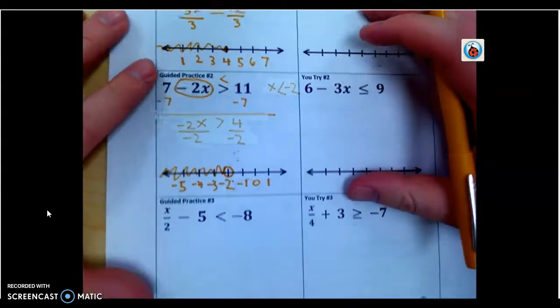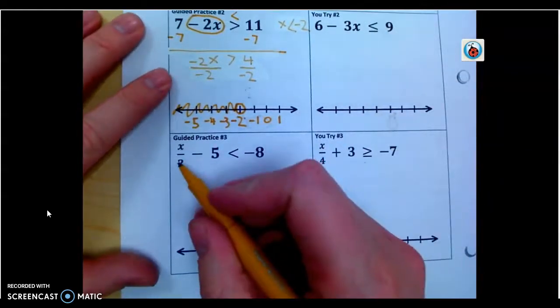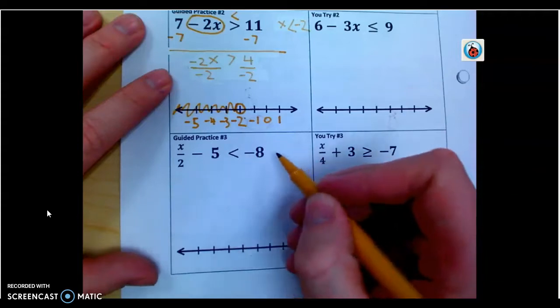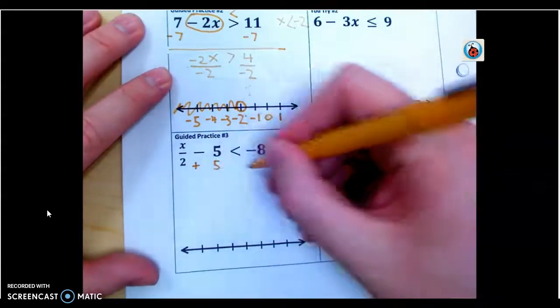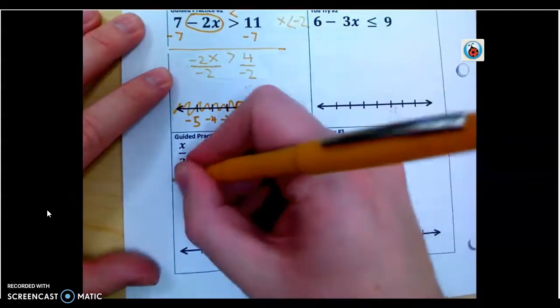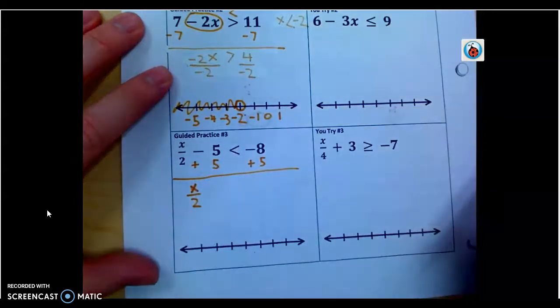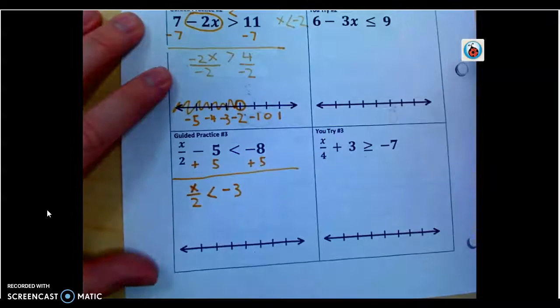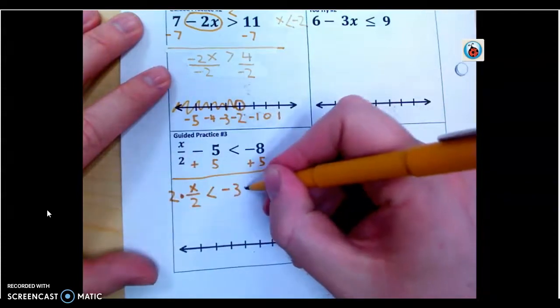All right. Moving on to the last guided practice question. x divided by 2 minus 5 is less than negative 8. First thing I need to do is get rid of the minus 5 by adding 5 to both sides. I get x over 2 is less than negative 3. Then I'm going to multiply both sides by 2.